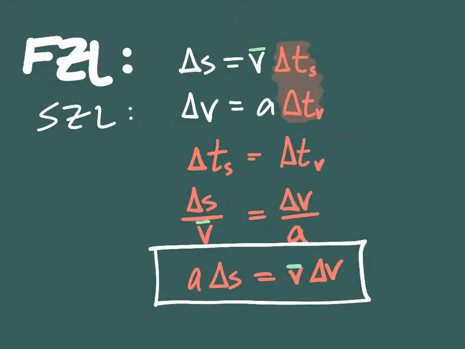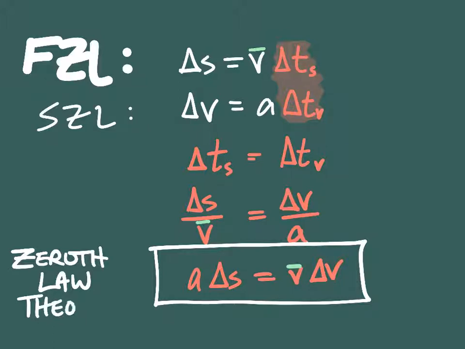New equation. In fact, this is called the zeroth law theorem, or the ZLT, we'll call it. A theorem is when you pull two things together to create a new thing. That's the hillbilly definition of a theorem. You can look up theorem if you want.